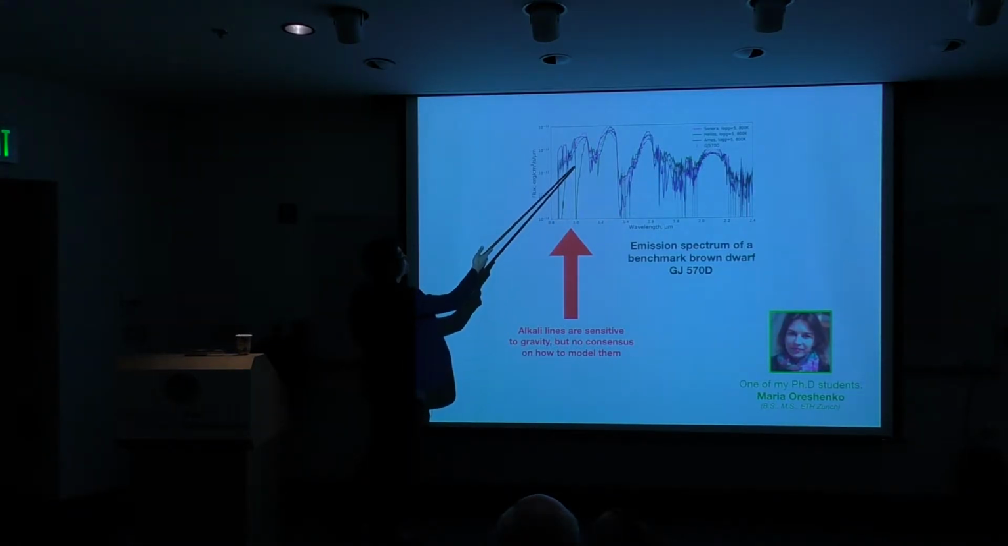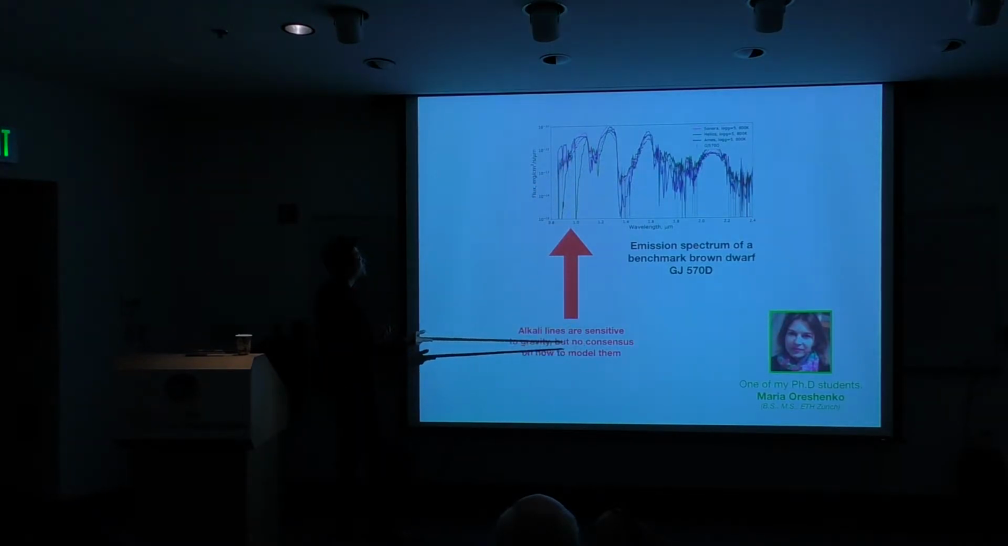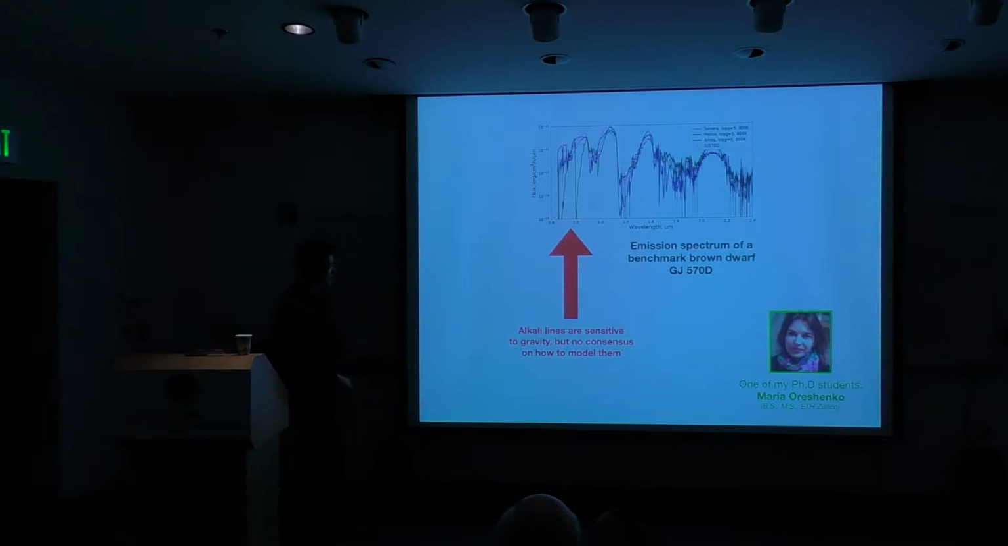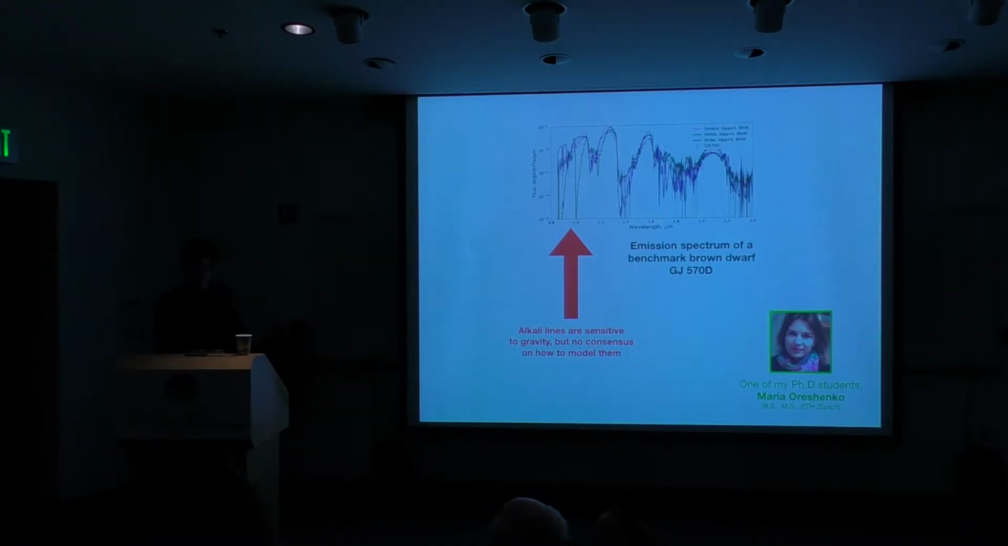And you can see that the agreement between, say, our grid and the other two grids is terrible. And the reason why it's terrible is because it turns out that the detailed shape of the line wings of alkaline metals is an unsolved physics problem. I don't know why, but no one seems to have a first principles way of calculating how pressure broadening works in these kinds of conditions.